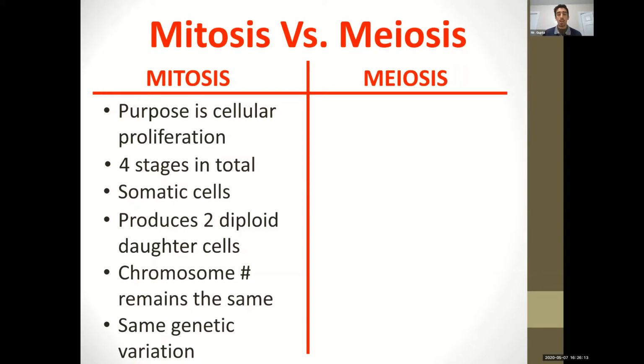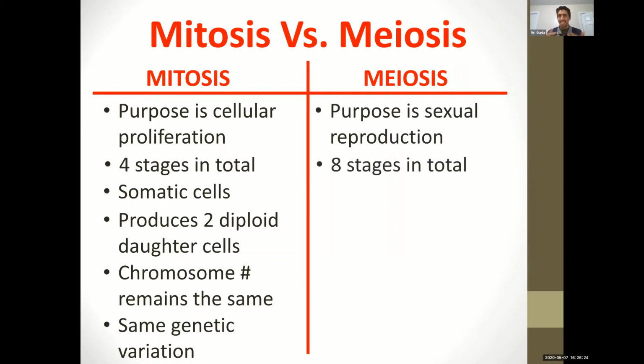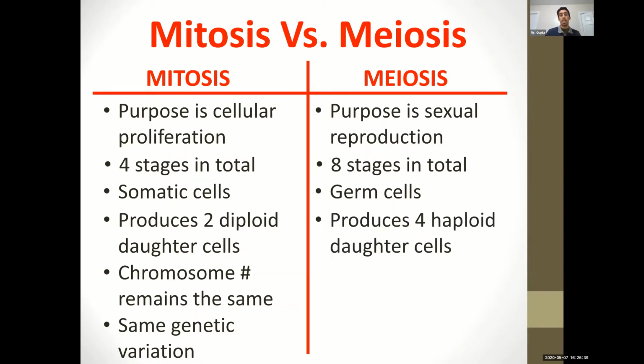Now, in contrast, meiosis, the purpose is for sexual reproduction. The purpose of meiosis is to create these egg and sperm cells. There are 8 stages in total, compared to 4. And meiosis occurs in germ cells. Germ cells are those cells that produce haploid cells. And haploid cells are cells with half the number of chromosomes. So it produces 4 haploid daughter cells.